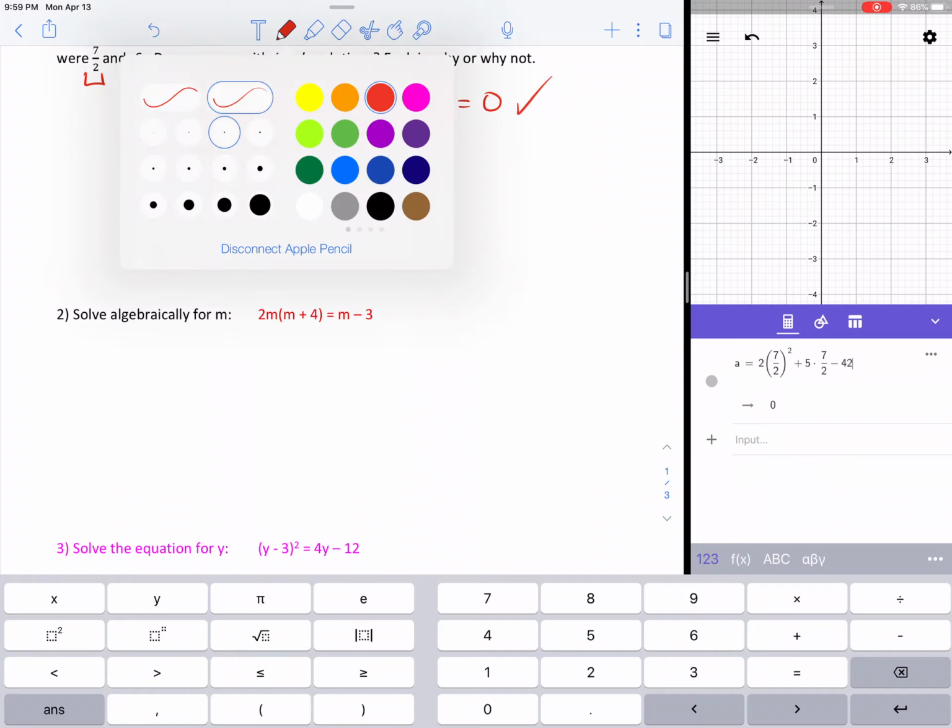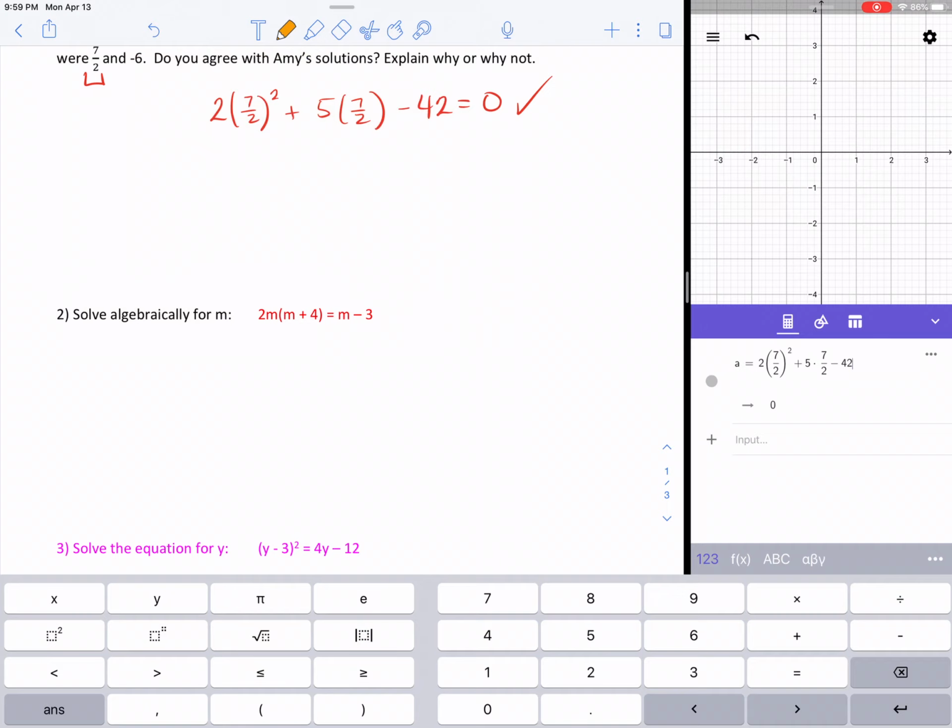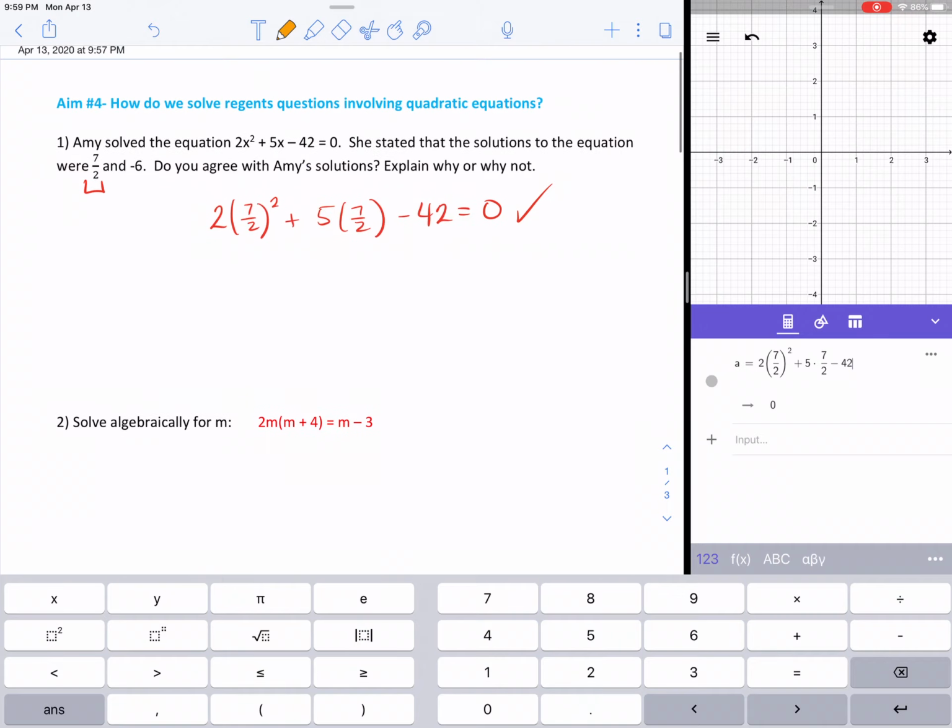However, that's not enough. If that didn't work, it would be enough to say it is not the solutions. However, we now have to plug in the second solution, negative 6, for both of the x's. Does 2 times negative 6 squared plus 5 times negative 6 minus 42 equal 0? Yep.